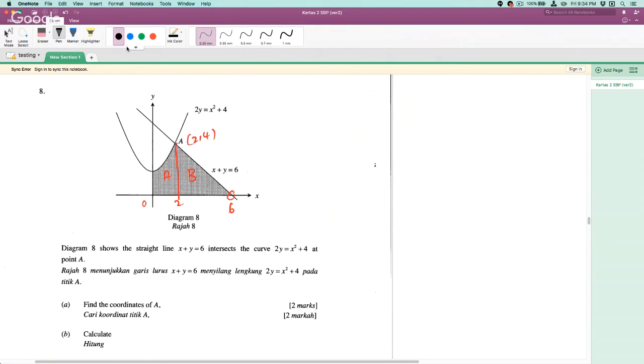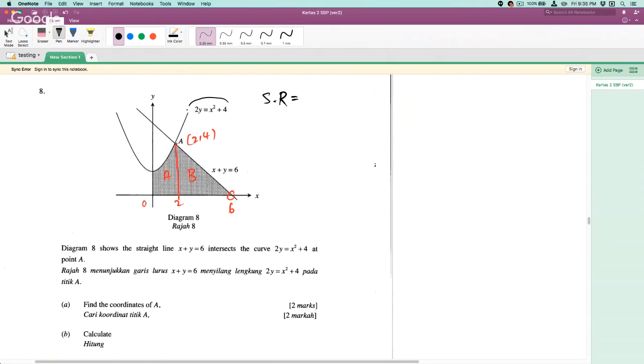So this is the idea. Let's see how we do this. I will say shaded region. All right, I will do part A first. Part A is basically I want to integrate the straight line.